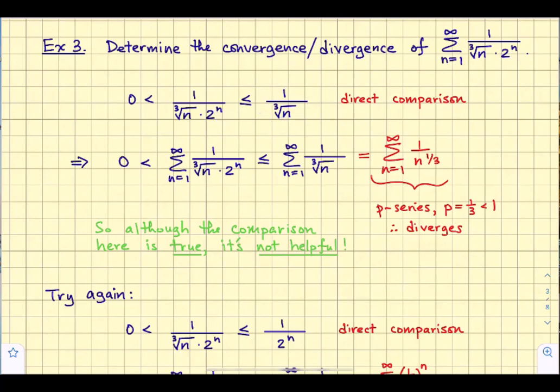That's a direct comparison. And now let's see if it's useful, because if this inequality is true, and the reason we like this is we visualize this pretty quickly as 1 over n to the 1/3, so this is a p-series with p equals 1/3. So it's something that we know about the convergence or divergence of once we sum it.